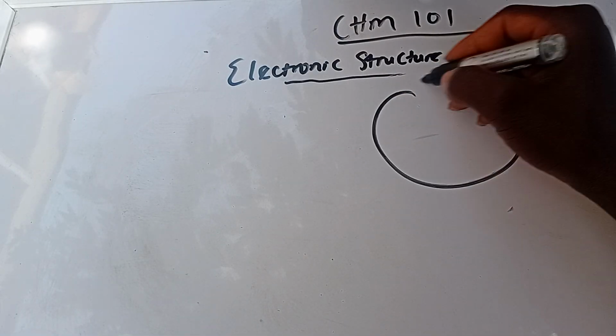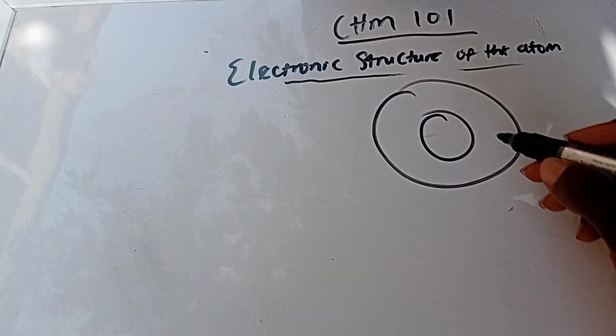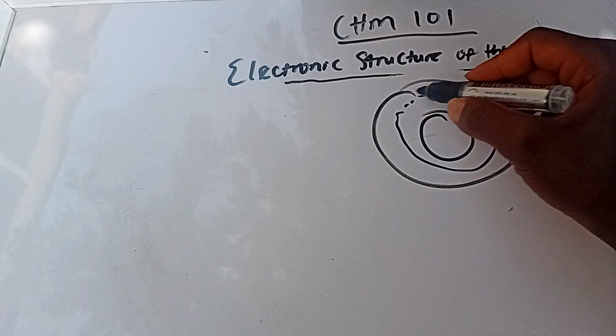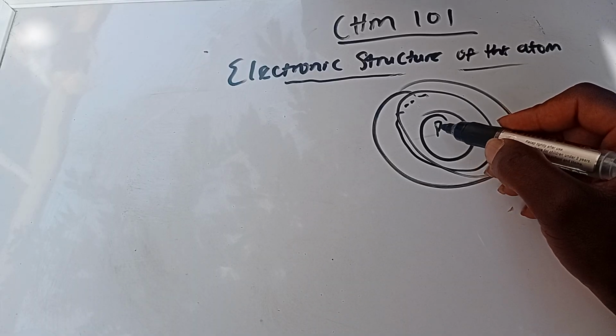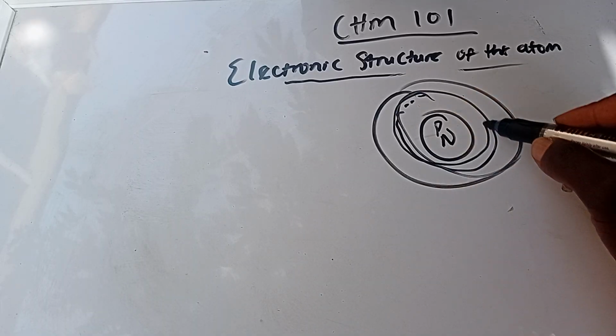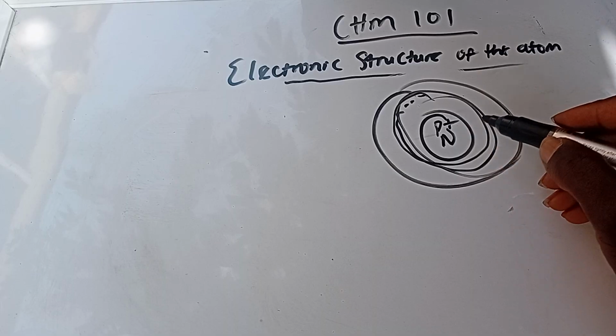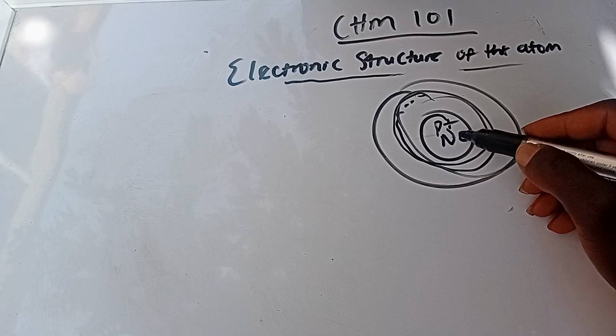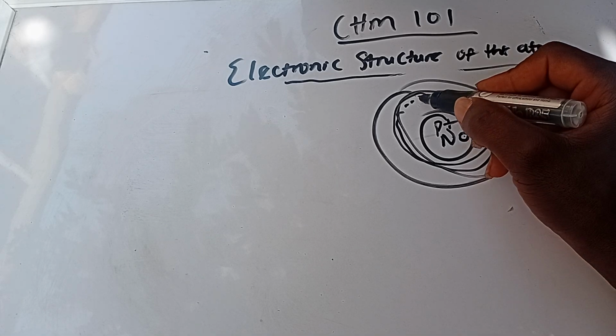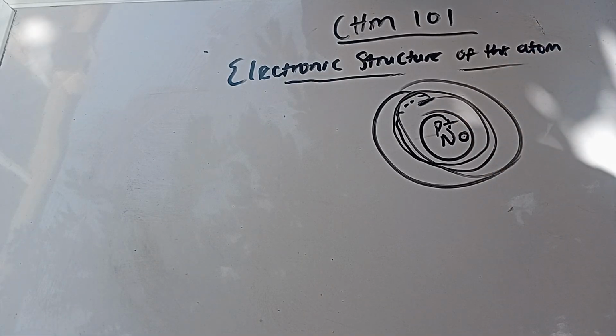This is an atom. We have the nucleus like a center, and we have electrons orbiting the nucleus. They are outside. Inside the nucleus, we have the proton and the neutron, but the electron is actually outside. The proton is positively charged. The neutron doesn't have a charge, zero charge, while the electron outside the nucleus is negatively charged.